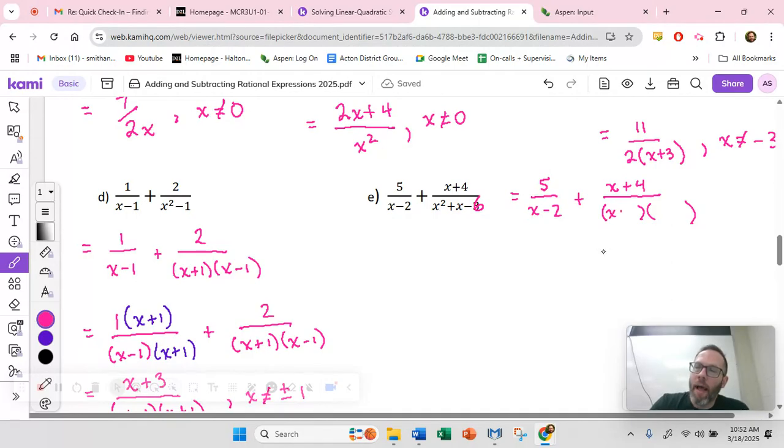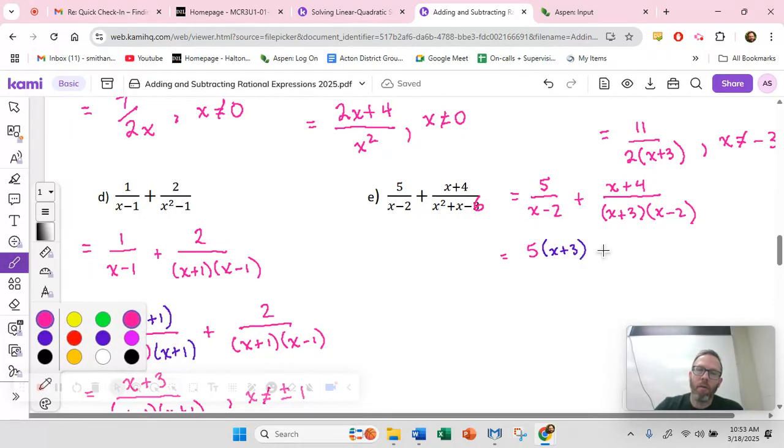All right, so we get x plus 3, x minus 2. Aha! You guys get that as well once I fixed it? So now we can see how to match things up. This first term needs an x plus 3. So we'll multiply the top by x plus 3. And we'll multiply the bottom by x plus 3. And now we have matching denominators.